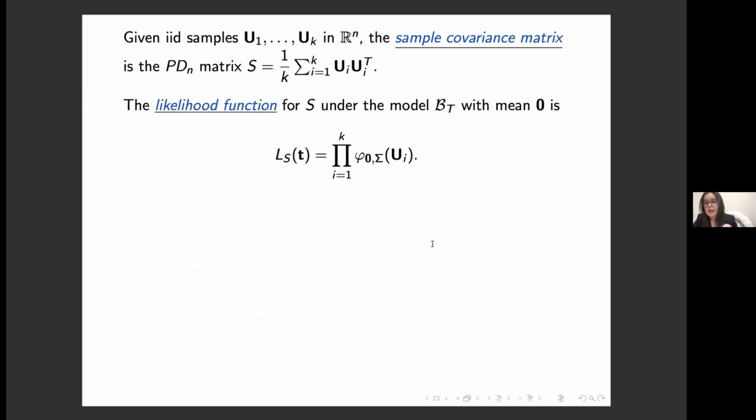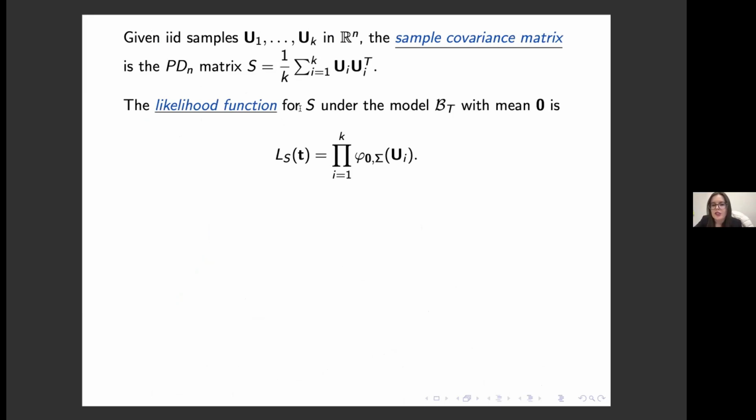So in this case, we ask the same question. We want to get to the maximum likelihood degree, and to this, what I mentioned, the reciprocal maximum likelihood degree. If we have some sample of data, U1, U2, ..., UK, then the sample covariance matrix is the positive definite matrix S, formed as 1 over K times the sum of UI and UI transpose.